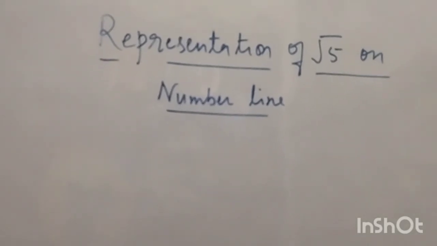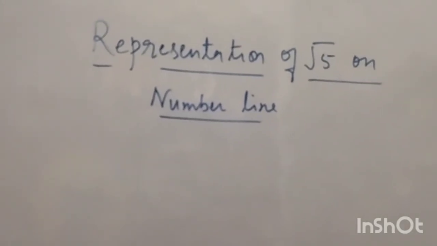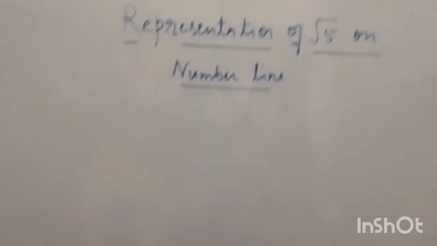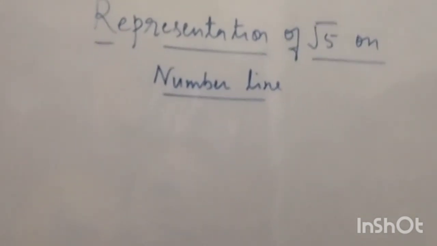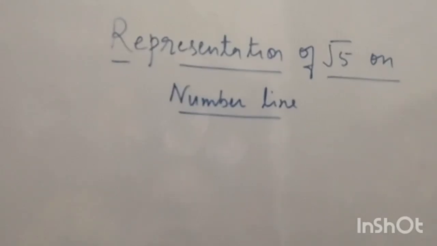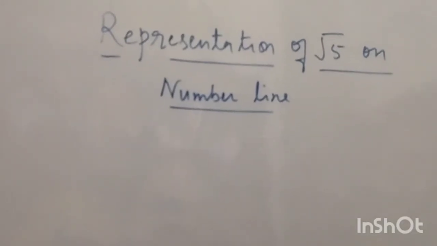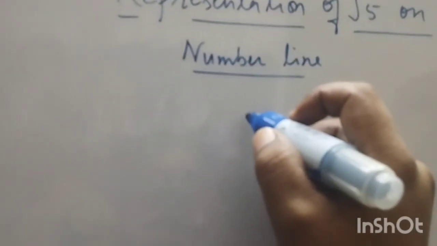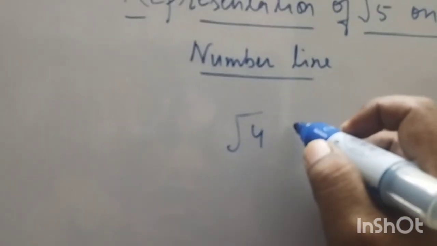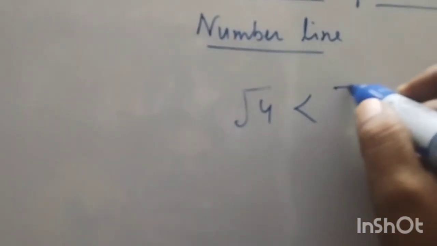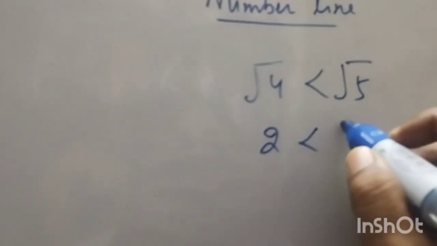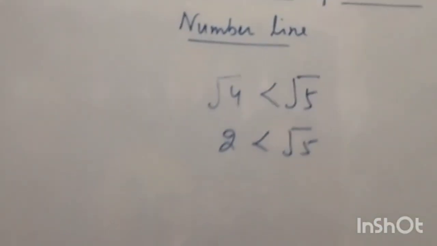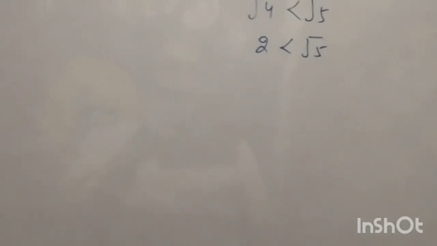So for the first time we are going to represent root 5 on a number line. So first of all we just have to find out the nearest root value, which will be around root 5. So we already know that root 4 is less than root 5. So we know that root 4 is 2. So root 5 will be slightly more than 2. So in that case we know that it has to come after 2.